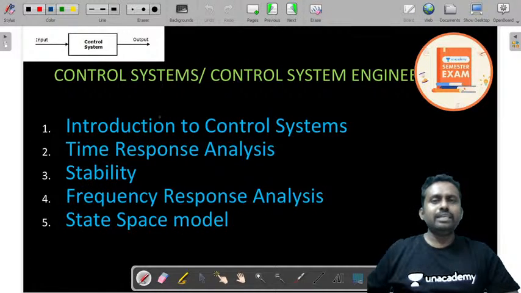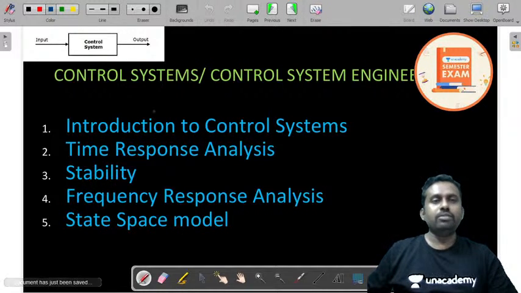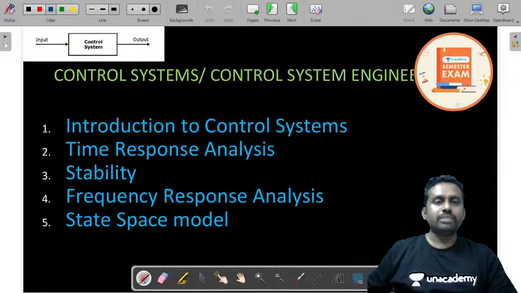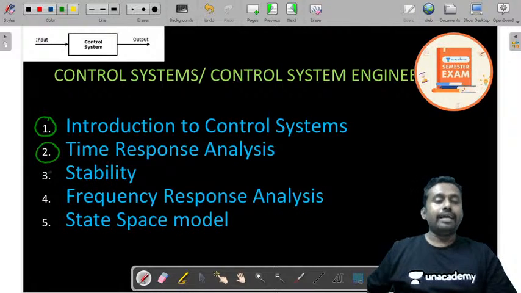Then, what is the general syllabus of any of the universities in India for control systems or control system engineering? You have introduction to control systems as your first chapter or unit. Then you'll have time response analysis, and stability analysis is your third part. Frequency response analysis, and the fifth one would be state space model.